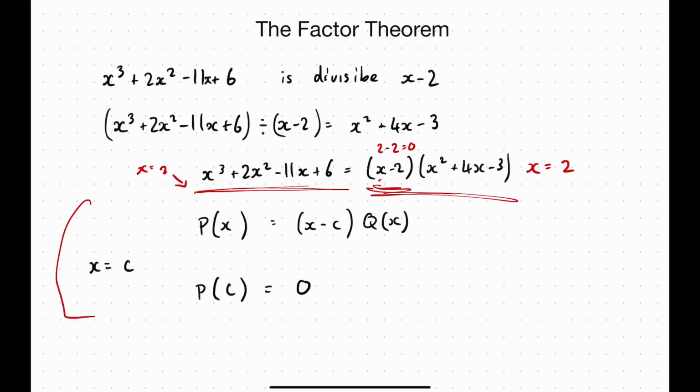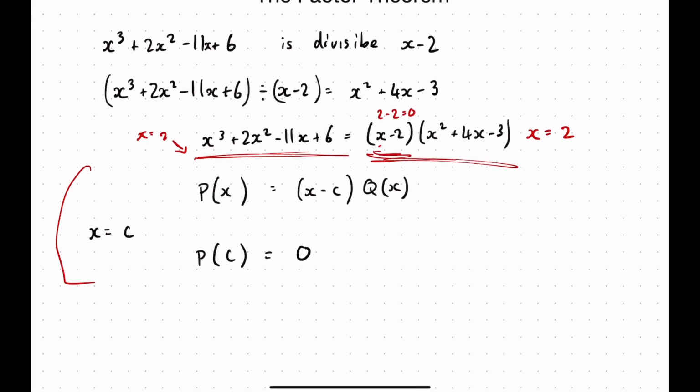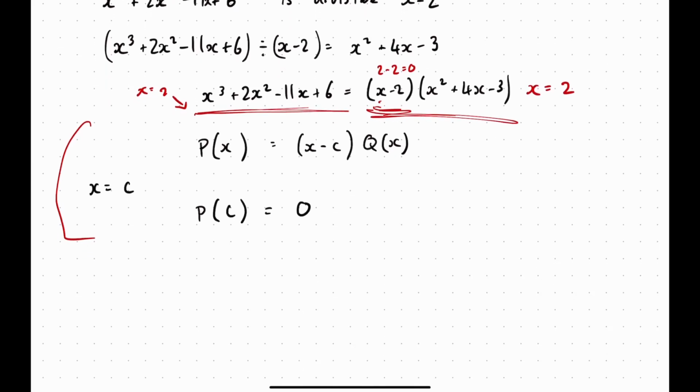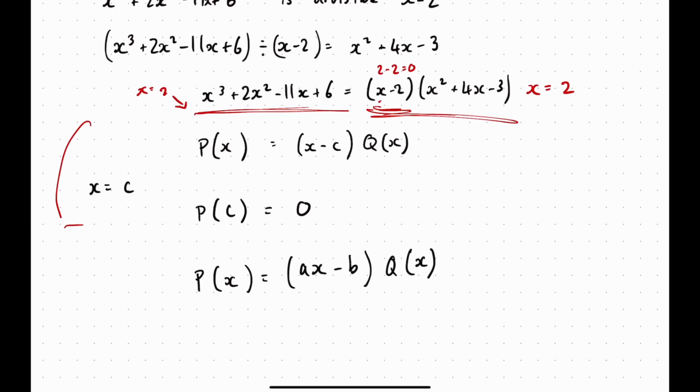This can go further. Another way of writing this would be to take in the idea that it's not always going to be x minus c, it might be ax minus b, for instance. So an extended version of this general form is that p of x equals ax minus b times q of x. If we then solve that ax minus b is equal to 0, then we get x is equal to b over a. So if I say p of b over a equals 0, okay? If p of b over a is equal to 0, then ax minus b must be a factor, and that's the idea that we're getting to here.